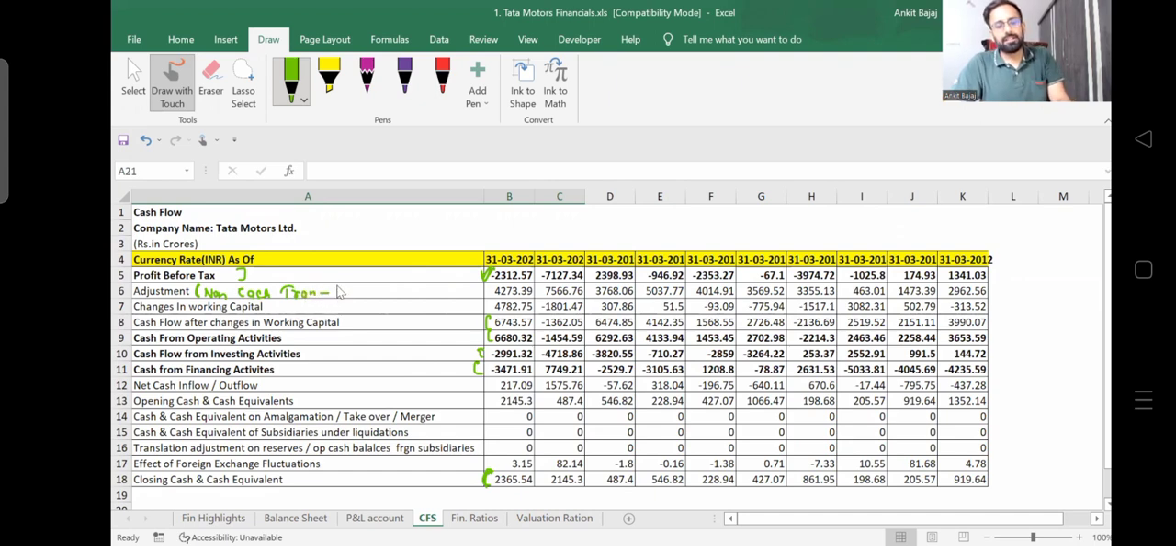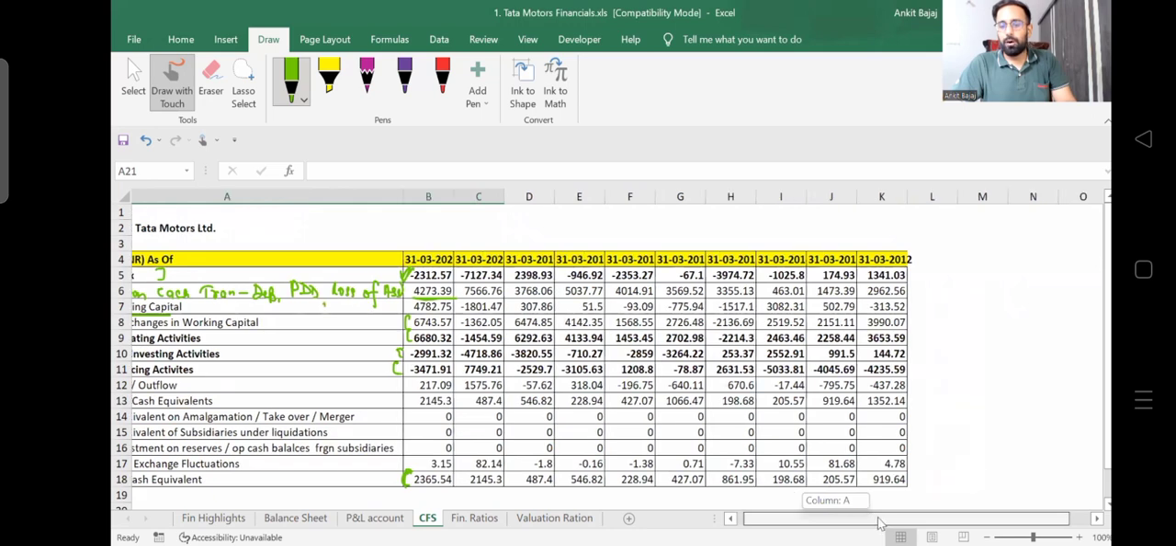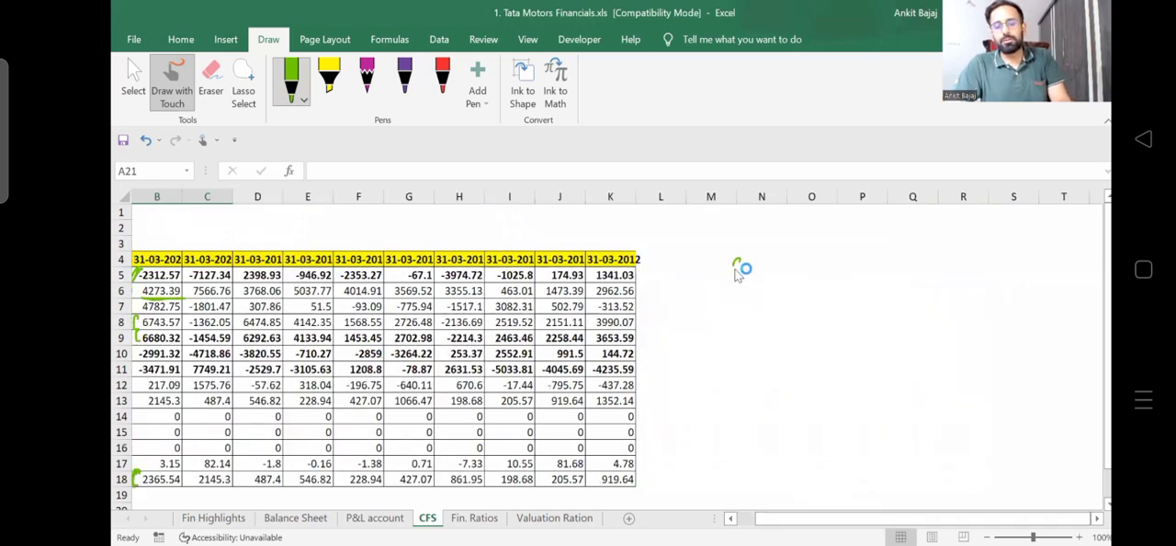What could be the non-cash transactions? Depreciation, provision for doubtful debts, or you might have recorded loss on sale of assets. You will add all these items. The non-cash transaction amount is 4,273, so you will be adding back this. Now changes in working capital. What are changes in working capital? Working capital includes current assets and current liabilities.